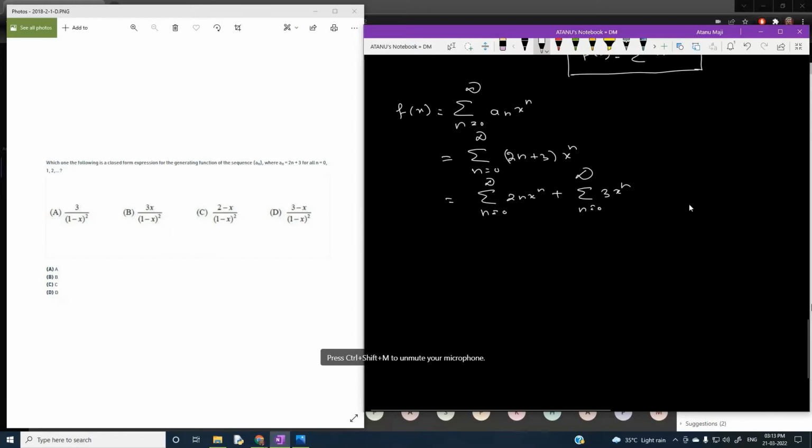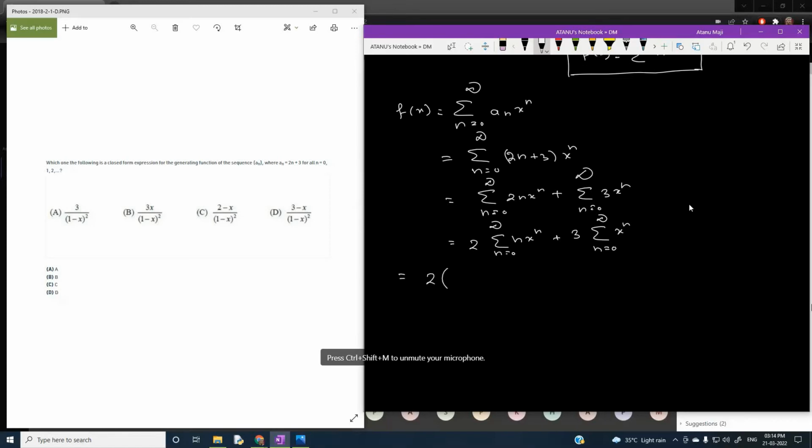After that, you know that 2 and 3 are constant values. You can take them out of the summation. So 2 times the summation n equal to 0 to infinity of n x to the power n, and similarly I can take the 3 out. This will be 3 times the summation 0 to infinity of x to the power n. Got it? Now my suggestion is to break this summation into an expression of x, where the value of n starts from 0.